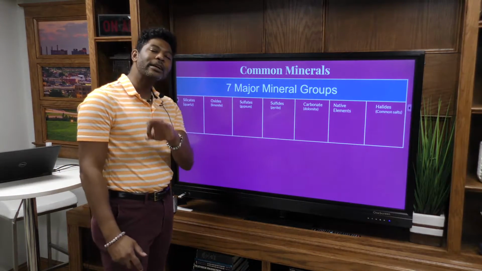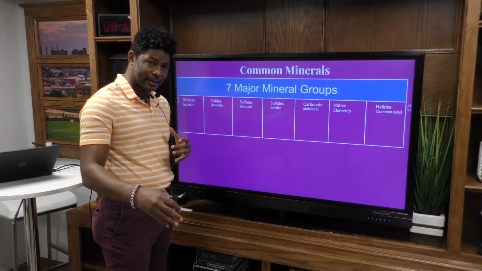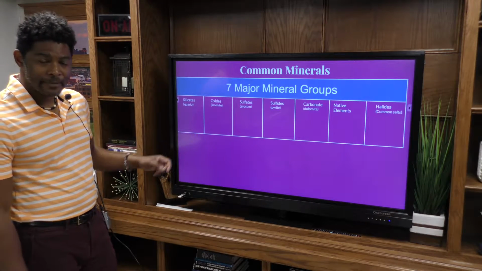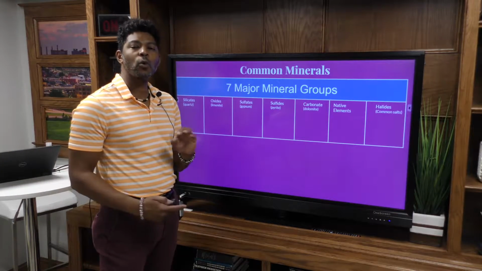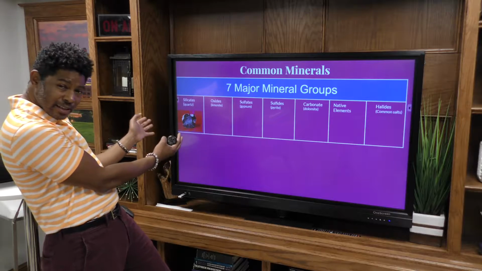Now, when we look at our minerals, there are 7 big groups. I'm going to talk about them right now. The first group is called our silicates, all right? Silicates are where quartz falls. Now, in its raw form, this is what quartz looks like.